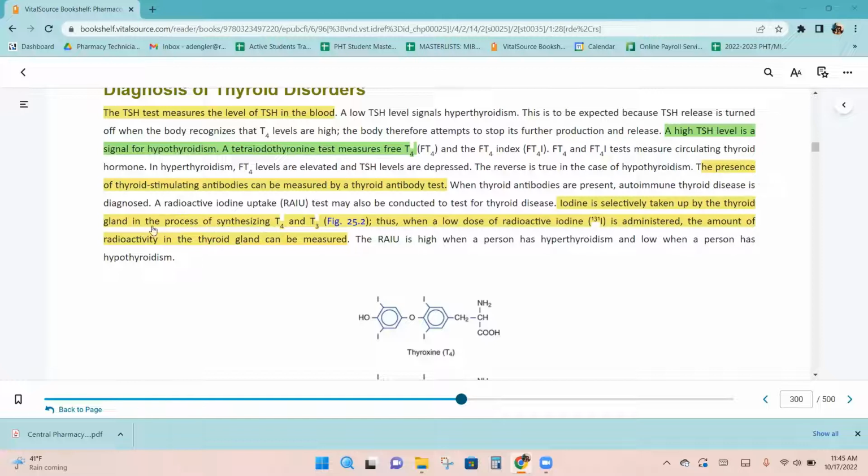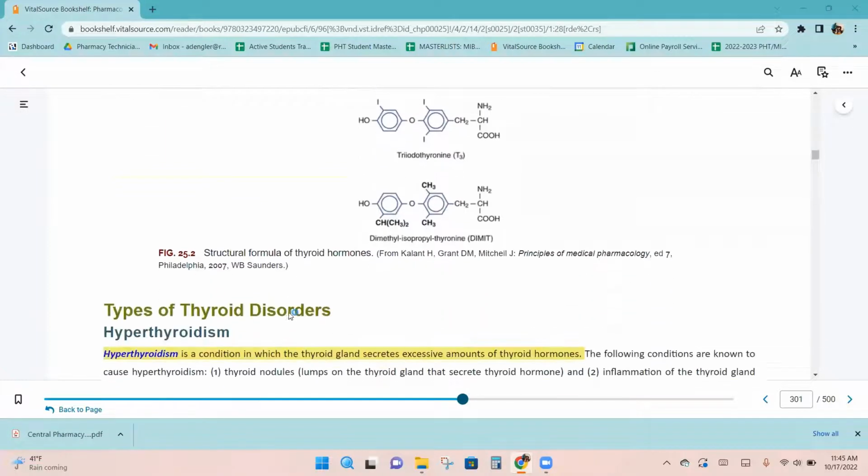And the presence of thyroid stimulating antibodies can be measured by a thyroid antibody test. When thyroid antibodies are present, autoimmune thyroid disease is diagnosed. A radioiodine uptake test may also be conducted to test for thyroid diseases. Iodine is selectively taken up by the thyroid gland in the process of synthesizing T4 and T3. Thus, when a low dose of radioactive iodine is administered, the amount of radioactivity in the thyroid gland can be measured.